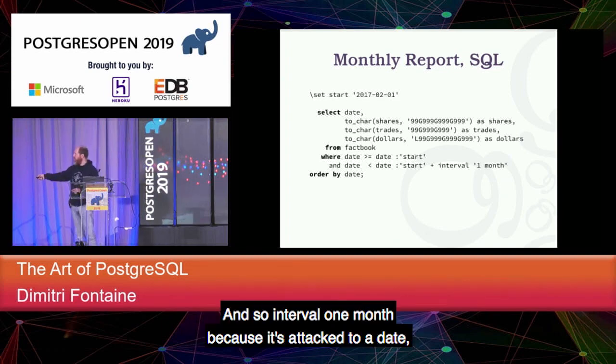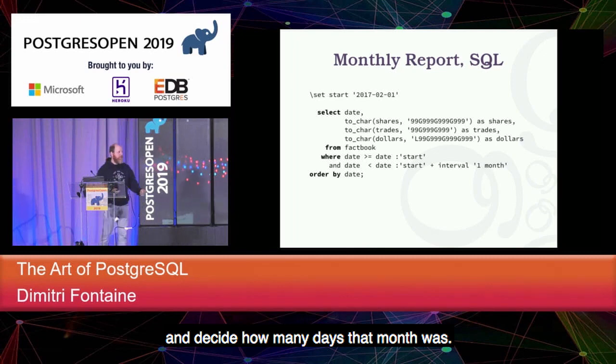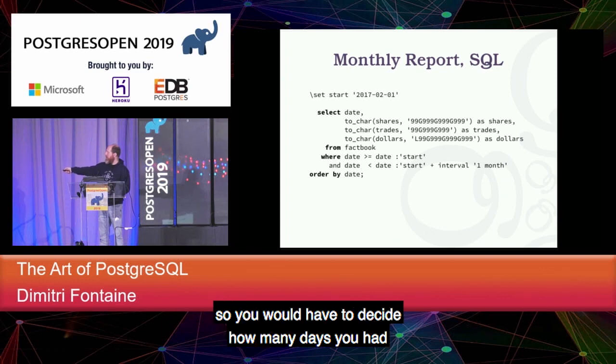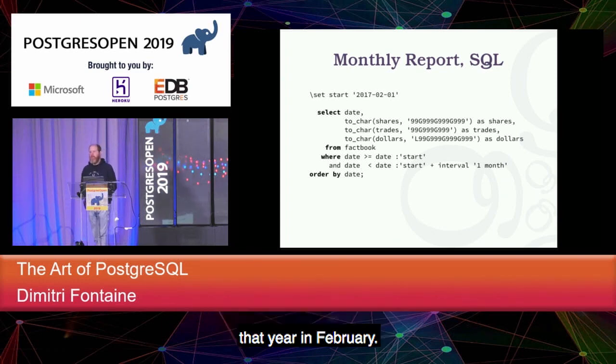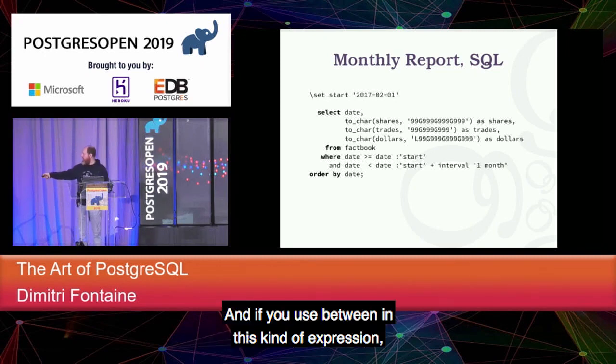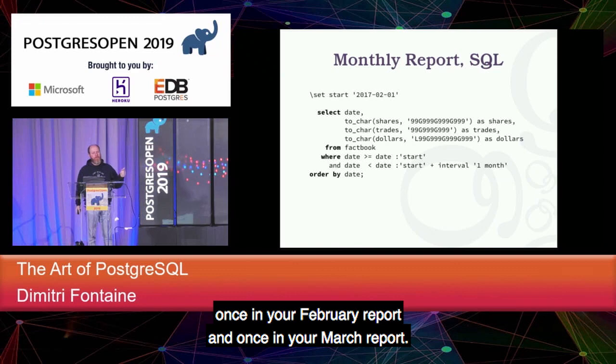It's like operator overloading in C++, except that it's very simple to use, and it just works. And so interval 1 month, because it's attached to a date, PostgreSQL will look up into the calendar and decide how many days that month was. Of course, the example I've picked is February, so it will have to decide how many days you had that year in February. But PostgreSQL can do that for you. And then if you use BETWEEN and this kind of expression, then you might count March the 1st twice, once in your February report and once in your March report.